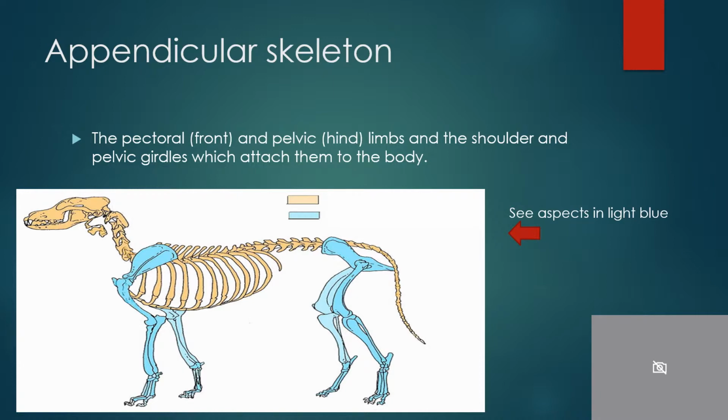The appendicular skeleton is the front or the pectoral and the hind or pelvic limbs and the shoulder and the pelvic girdles which attach them to the body. See all aspects in light blue on the image provided.